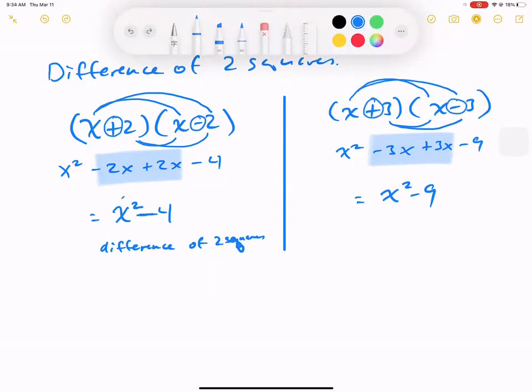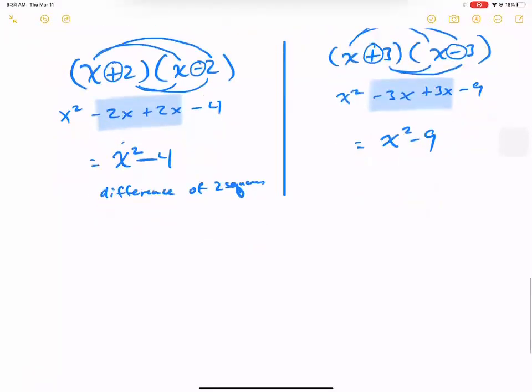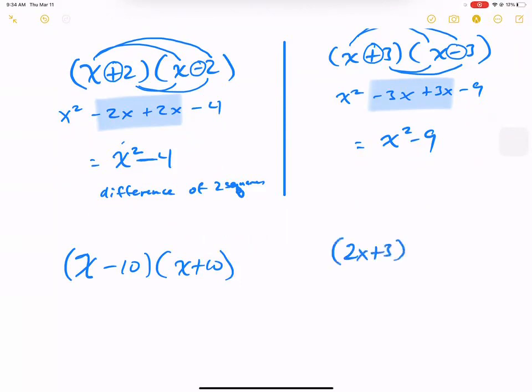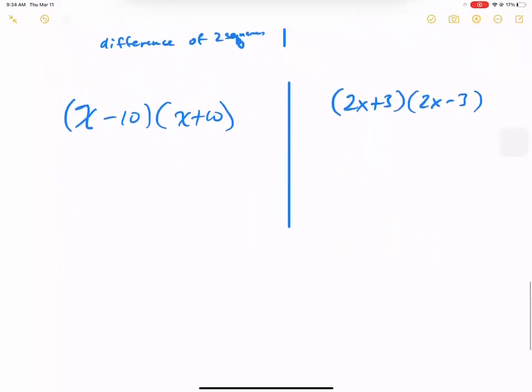So let's go ahead and do a couple more of these problems. Let's see if you guys get the rhythm. Let's say it's going to be x minus 10 times x plus 10. And 2x plus 3 and 2x minus 3. Okay, here's our next set of problems. Let's see if you guys can do these problems quickly.